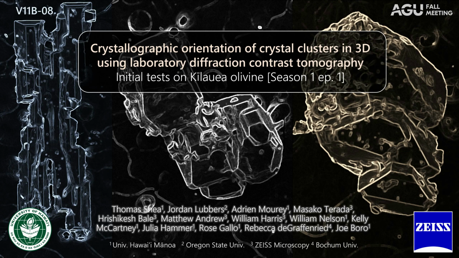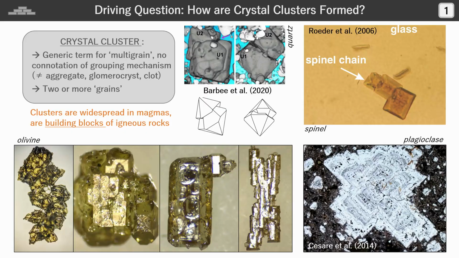I wanted to talk about a highly collaborative effort that we started right before the summer between the UH Manoa group, Oregon State University, and Zeiss. This talk is focused on some preliminary results of this effort and how they might be used to better understand clustering of minerals in magmas.